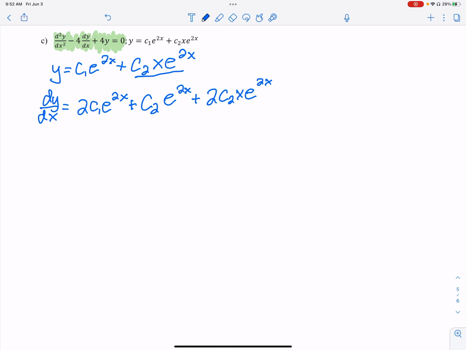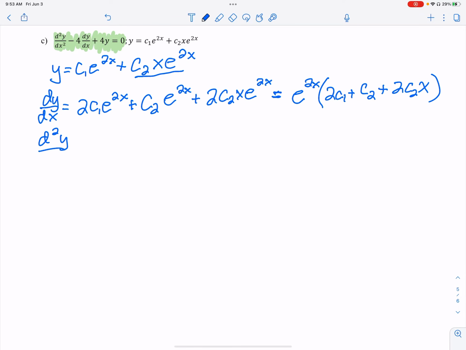We could rewrite this, I think, yeah, let's do that. Make our lives easier. We have noticed that we have e^(2x) in every single term. So I got 2c1 plus c2 plus 2c2x. We can't add all that together. We'll just leave it alone. All right, we have the first derivative, so let's go ahead and find the second derivative now.